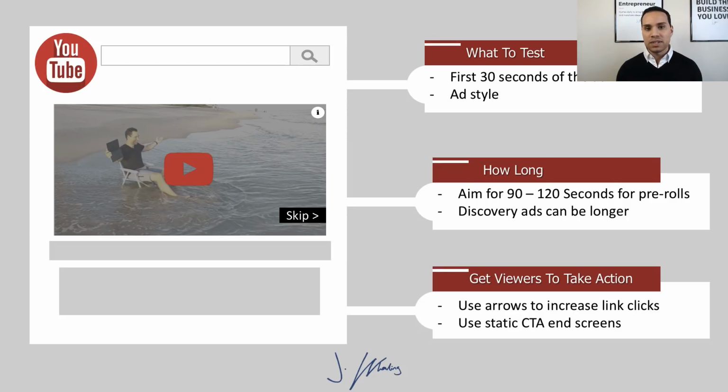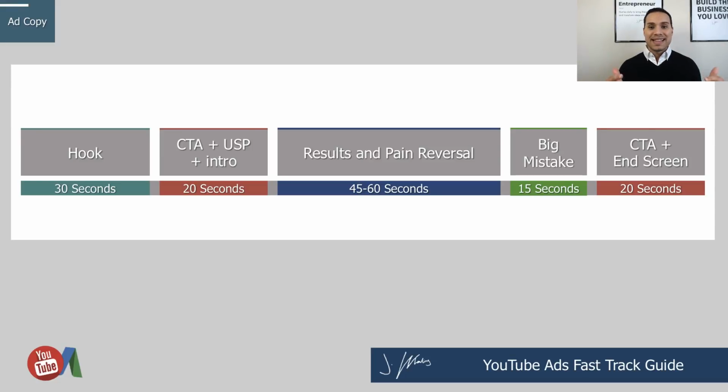And finally, you want to give your viewers a chance to take the action you need them to take, which is click the link in the top right on mobile or bottom left on desktop. And so to do that, you want arrows to pop up when you start asking them to click the link, and you want a static end screen for 20 to 30 seconds to get people to click and give them a chance to click after they've watched your entire ad. And with that, let's go ahead and jump into the ad formula.